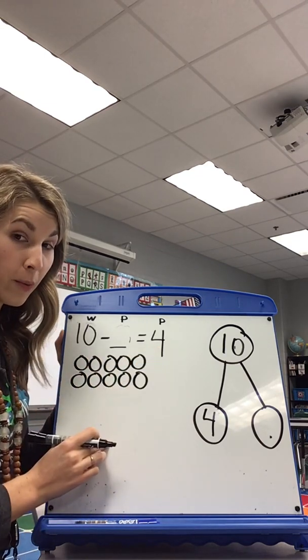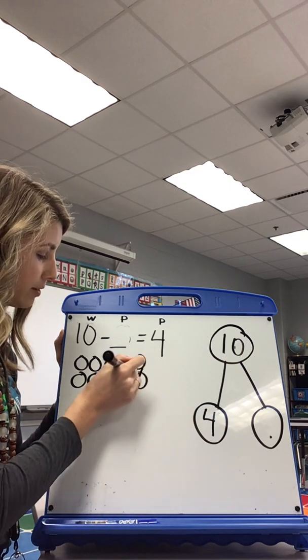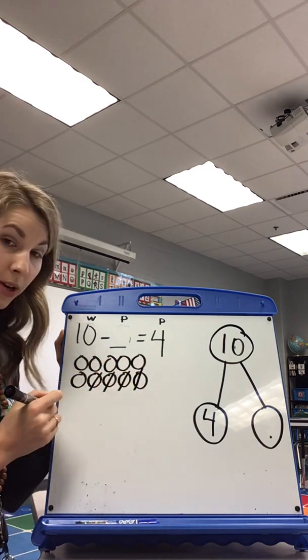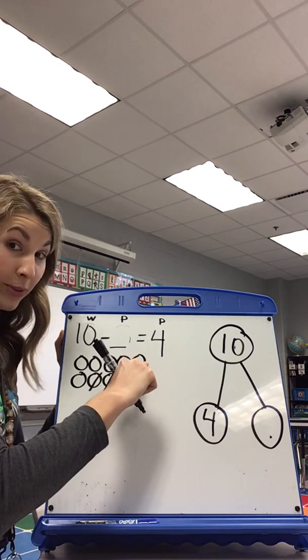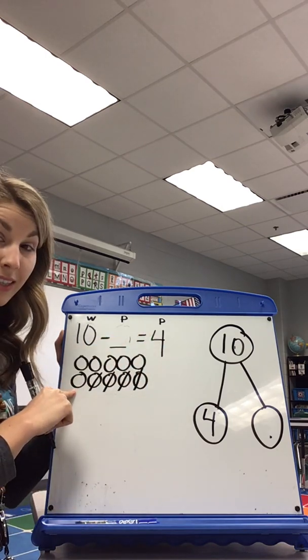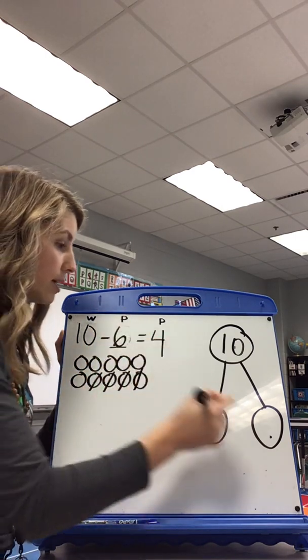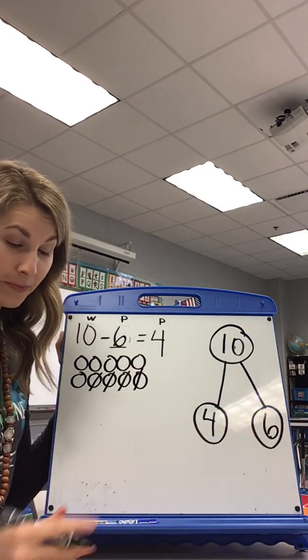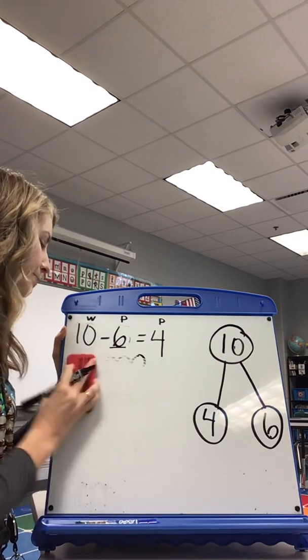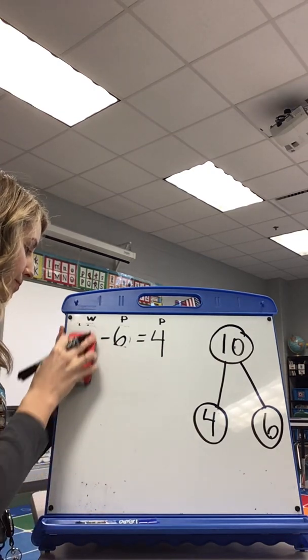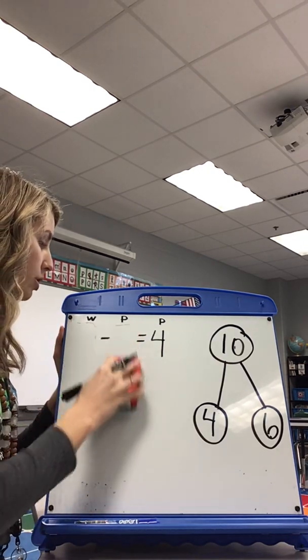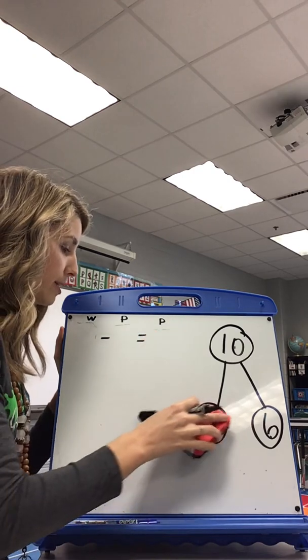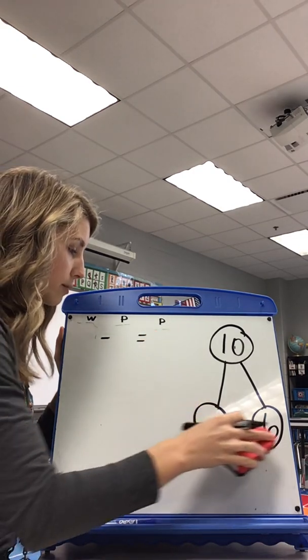Take away the part that we know. 1, 2, 3, 4. What's left? 5 on top plus 1 more is 6. 6 is the missing number. 6 is the part we didn't know. All right, let's do it again. Remember, subtraction is whole minus part equals part.